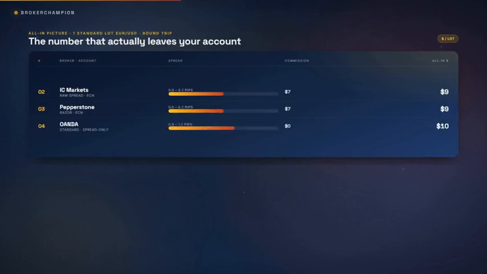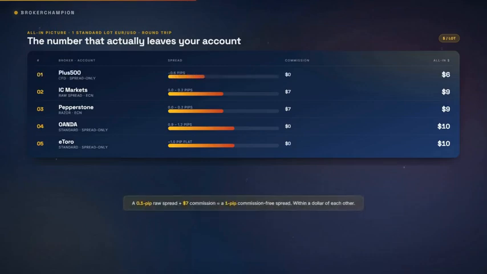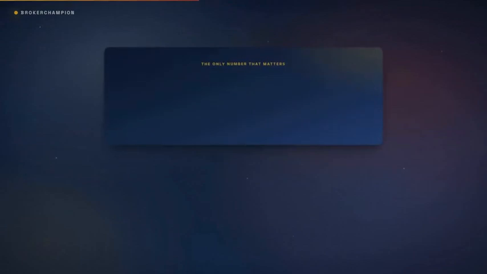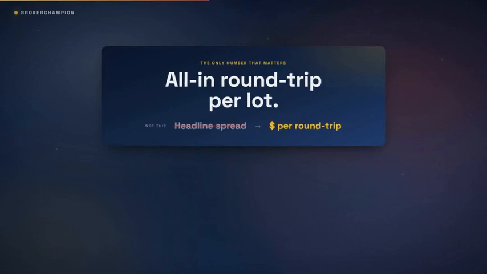OANDA Standard, 0.9 to 1.2 pips, no commission, about $10 per lot. eToro, roughly 1 pip flat, no commission, $10 per lot. Plus500, around 0.6 pips, $6 per lot. See what that tells you. A 1 pip commission-free spread costs you roughly the same as a 0.1 pip raw spread with $7 of commission stacked on top. The headline number isn't the cost, the all-in round trip is. That's the only number that matters.